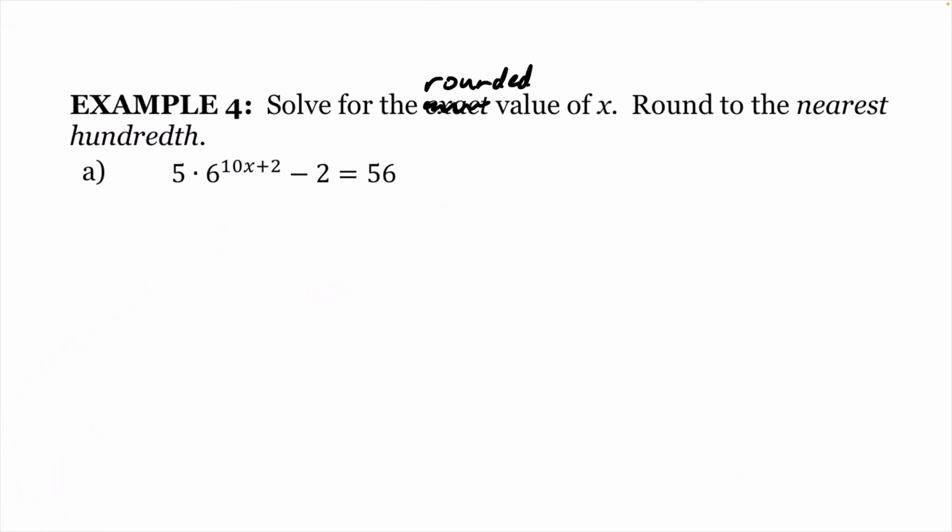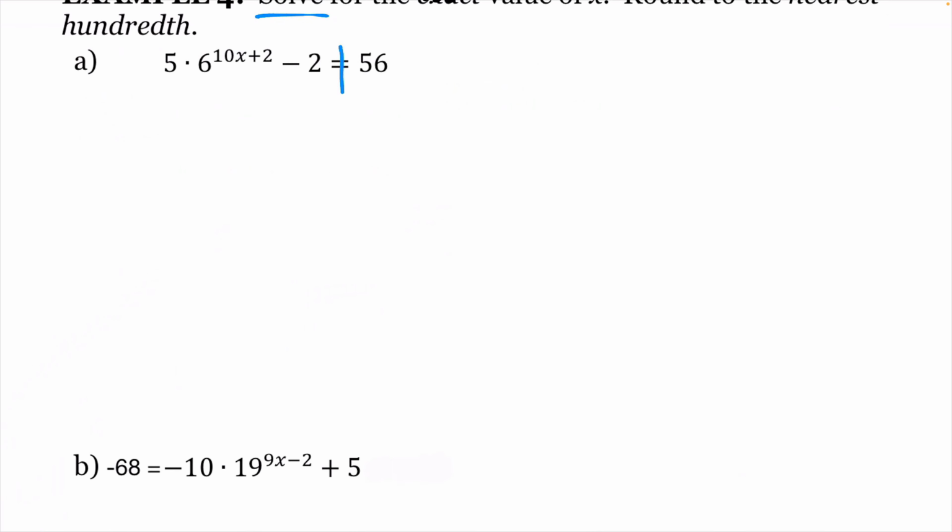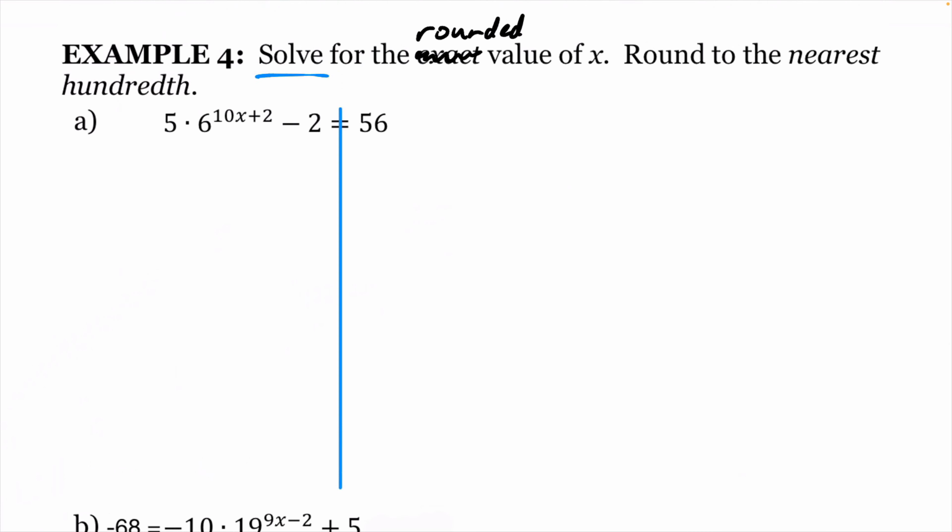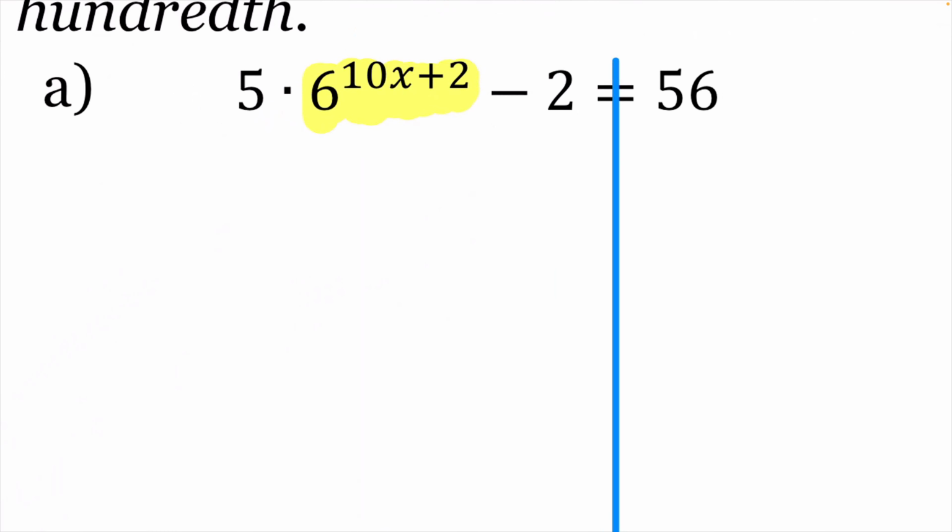All right, here we go. Same thing. We're still doing the same thing, we're solving, right? So I'm going to put my blue line down. I'm going to find where my exponent and base are. That's right here. Okay, good to go here. So far, so good.